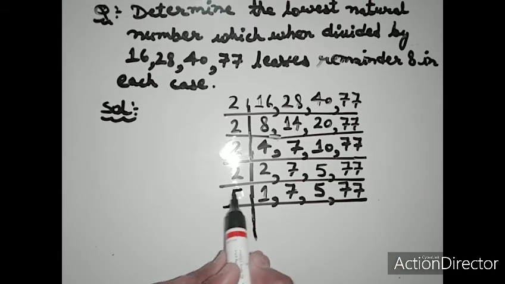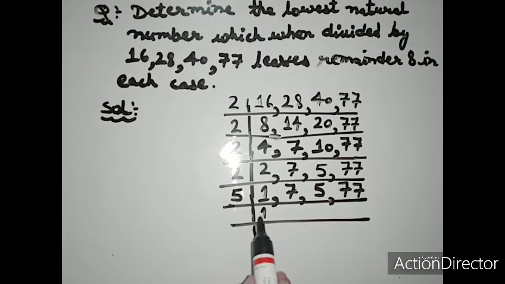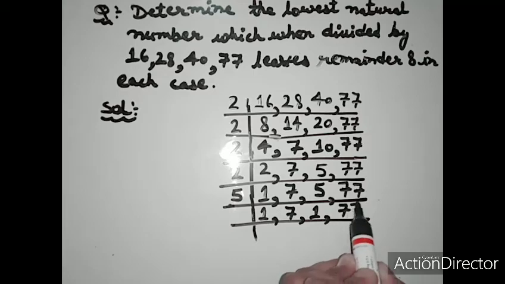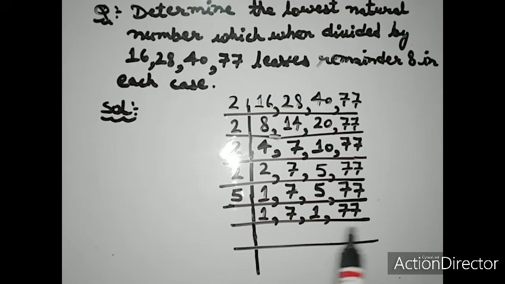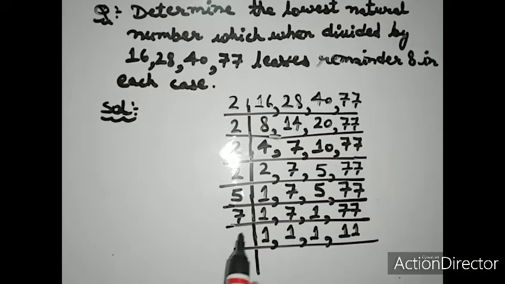Now we take 5. 5 1s are 5, and write the other numbers as they are, 7 and 77 and 1. Now we take 7. 7 1s are 7, and 77 becomes 11. Now we take 11, so 11 1s are 11, and the rest are 1.